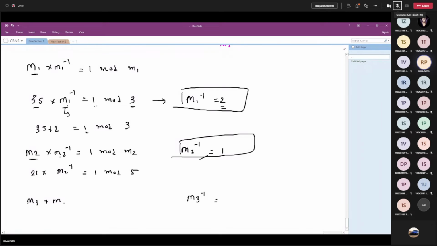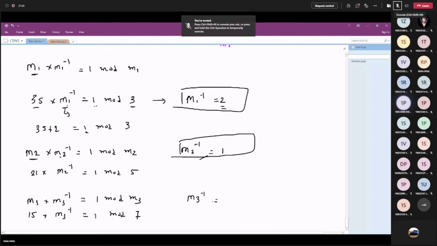M3 into M3 inverse equal to 1 mod small m3. The value of M3 is 15, so 15 into M3 inverse equal to 1 mod small m3. What is the value of small m3? 7, right? Ma'am, I think this will also be 1. 15 into 1, if you divide it by 7, you get remainder 1, right? So now we have all the values.